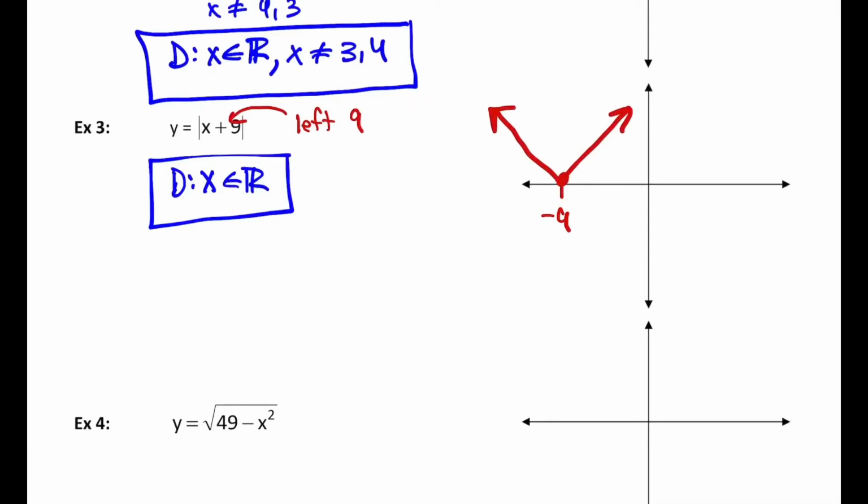So now you can see our domain, it's the set of all x values. Well, it goes this way forever, it goes that way forever, it includes that point. So basically it includes the entire x-axis or all the x values. That's why our domain is x is an element of all the reals.